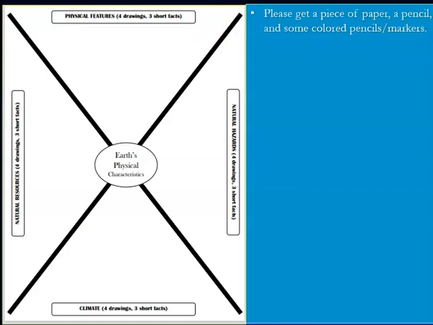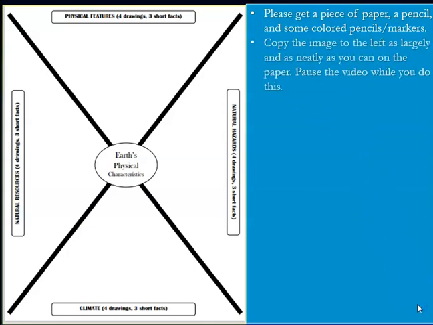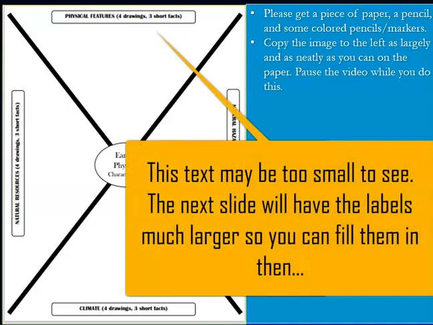First, please get a piece of paper, pencil, and some colored pencils or markers. Go ahead and pause the video and grab those supplies and hit play when you have those. The next step, copy the image to the left as largely and as neatly as you can on the paper. Pause the video while you do this.